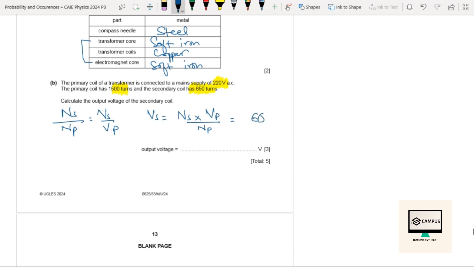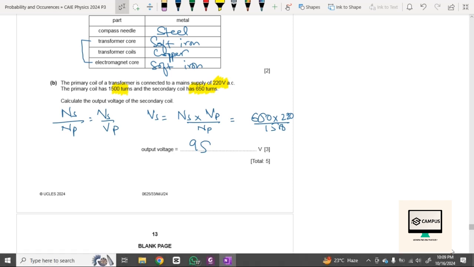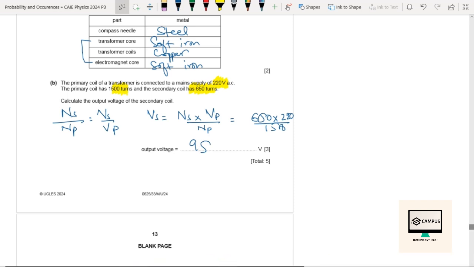Number of turns on the secondary side is 650. Primary voltage is 220, and number of turns on the primary side is 1500. Putting that in the calculator, 650 multiplied by 220 divided by 1500. So 95.3. I can say 95 volts up to two significant figures.